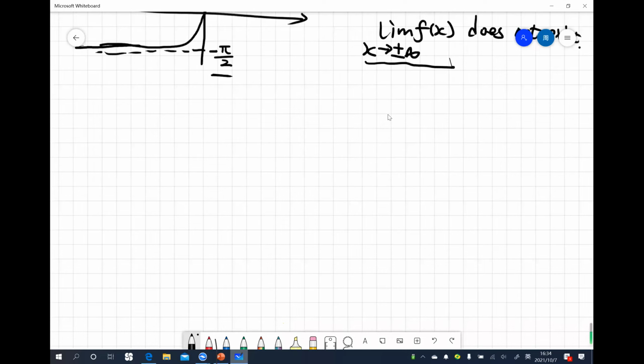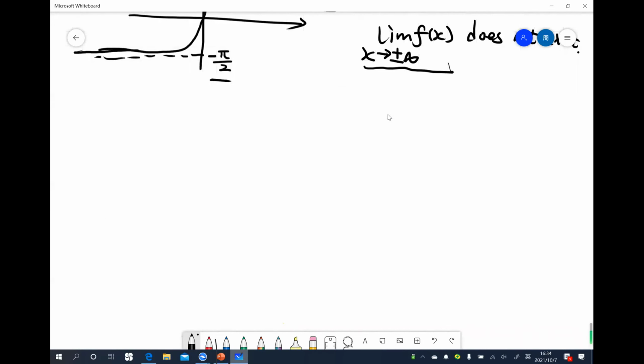Okay, so here I will give you an example that shows the limit as x approaches positive infinity of 5 plus 1 by x. So guys, can you tell me the limit of this function?